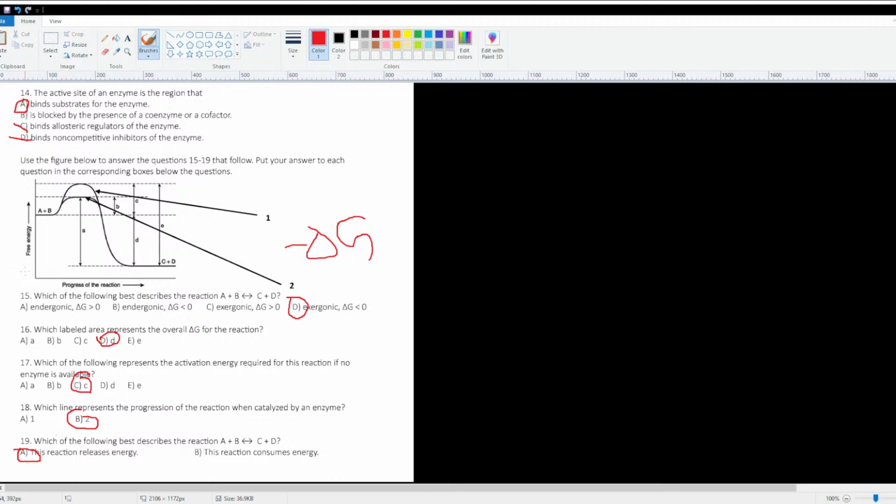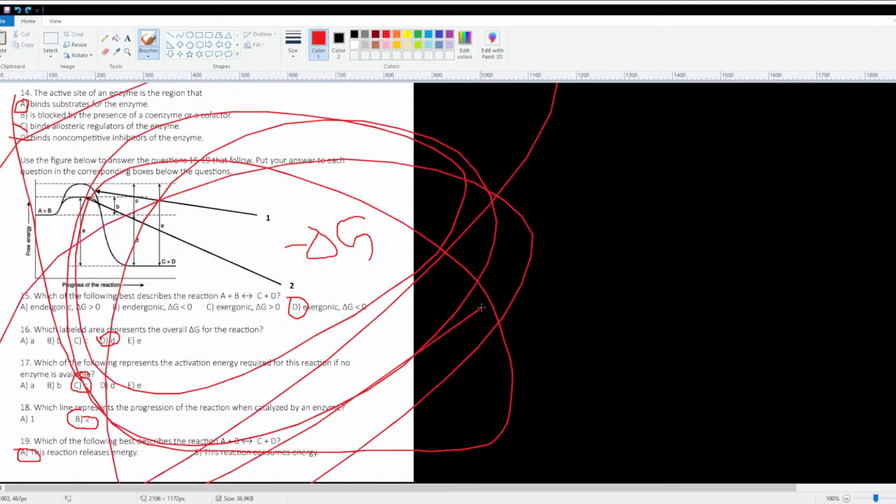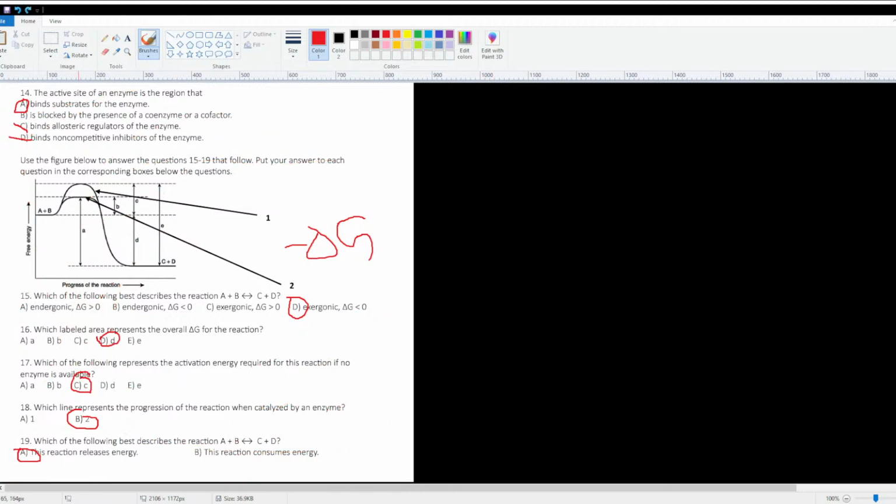So where does that energy go? That energy has to go somewhere, right? So therefore, it needs to release the energy. The answer would be A. Endergonic would consume energy. Now, I'm going to say this. This question is going to be very, very important. These questions are very, very important. Please study these questions. You will almost certainly see them on your exam.